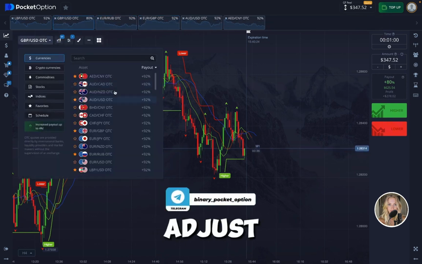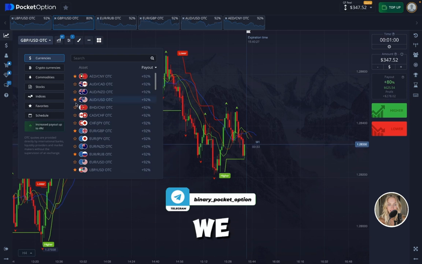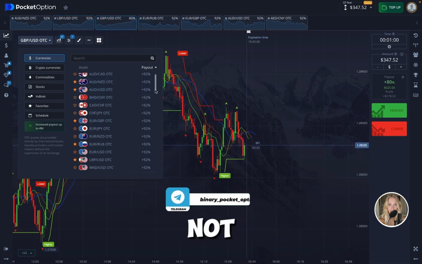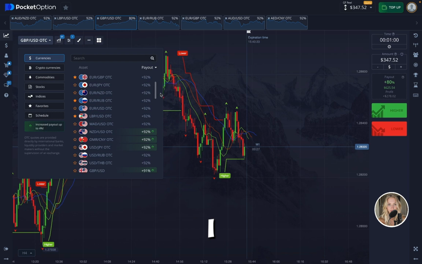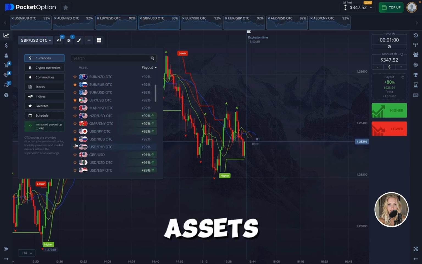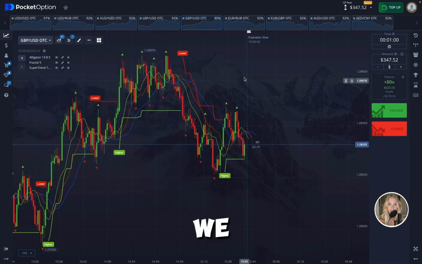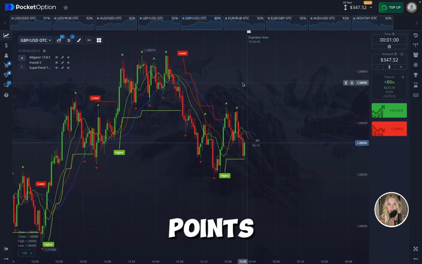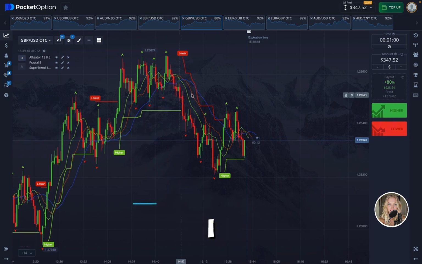Let's slightly adjust the selection of currency pairs. We see that the percentages are not quite optimal for today's trading. I want to get a more satisfactory profit. And let's select these assets. And we will have to analyze the entry points and analyze the market, but I think I can handle this task.